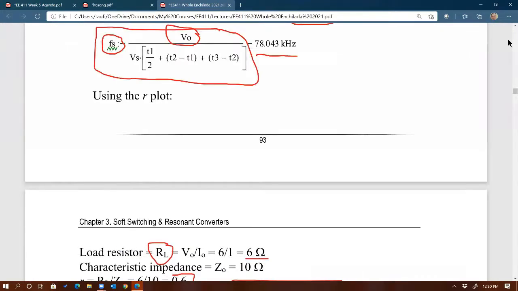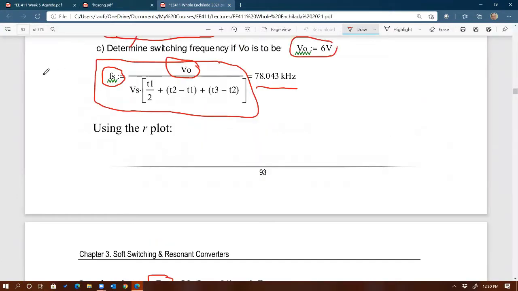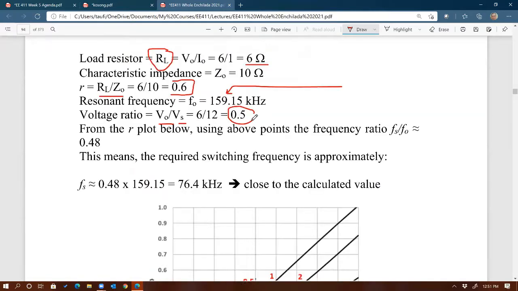Instead of using the exact equation right there to find switching frequency, you can also do the same thing, estimate the switching frequency using these ratios. Okay.